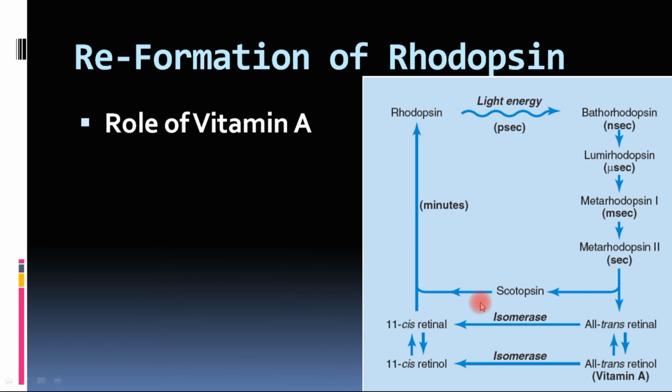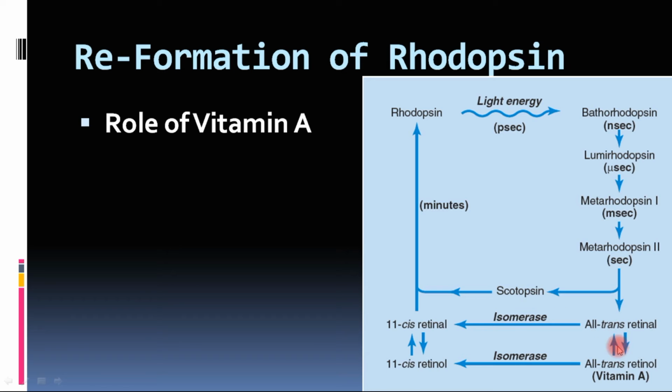Okay, as we will see, in the reformation of rhodopsin, the all trans retinal gets converted into 11 cis retinal inside the rods itself with the help of the enzyme isomerase, or outside, through the second pathway, which has the role of vitamin A. So what is the second pathway? The first pathway is inside the rods itself: whatever amount is getting formed here gets converted into 11 cis retinal with the help of isomerase enzyme inside the rods itself.